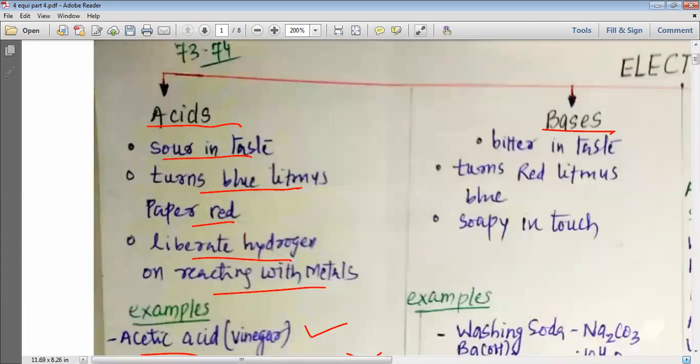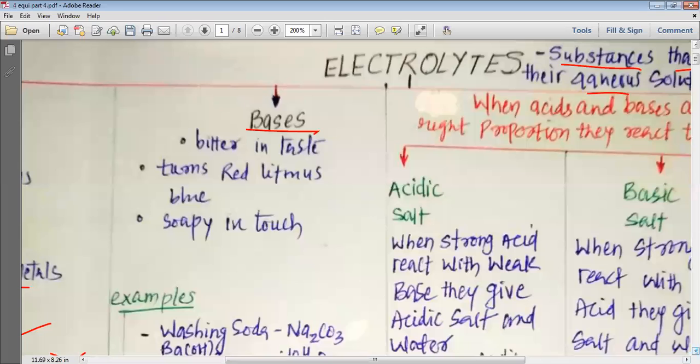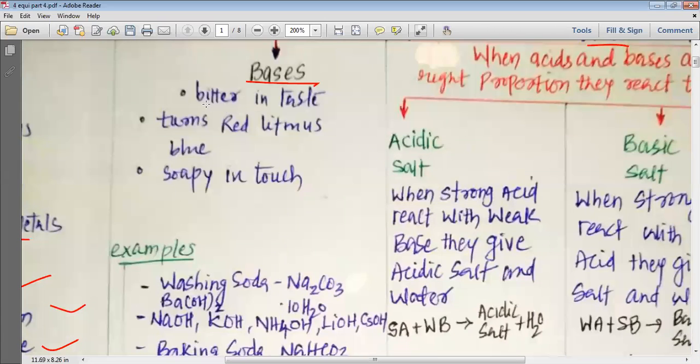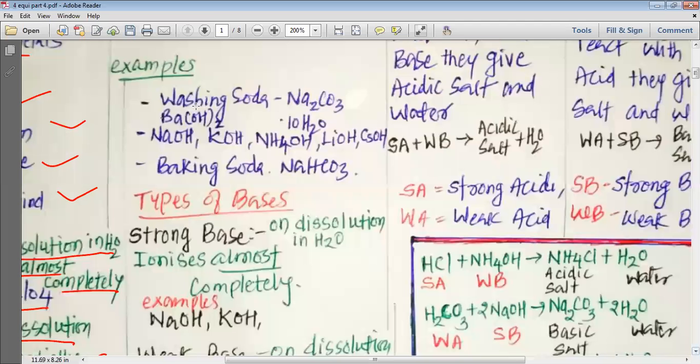Now let's move and study about the bases. Bases are bitter in taste and turn red litmus paper blue. They are soapy to touch. Examples are washing soda Na2CO3.10H2O, Ba(OH)2 barium hydroxide, sodium hydroxide, potassium hydroxide, ammonium hydroxide, lithium hydroxide, cesium hydroxide. These are a few examples. Even our baking soda NaHCO3 is a base.